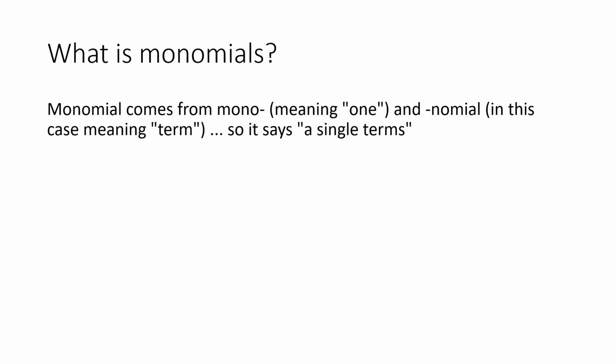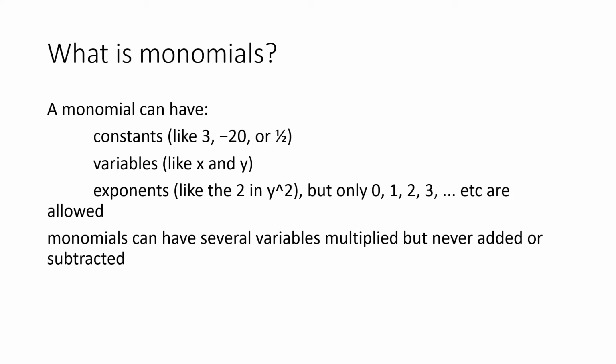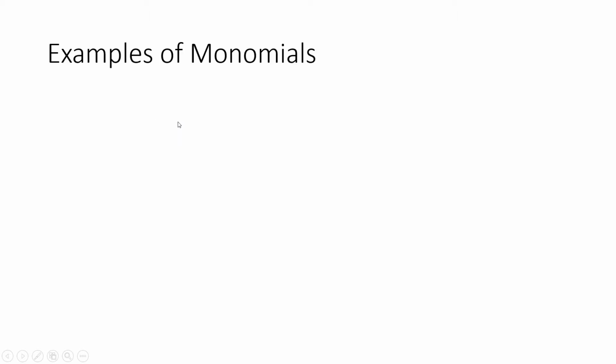Well, monomials have three parts. It has a constant, it has a variable, and it has an exponent. The variable has an exponent, not the constant, by the way. Also, a monomial can have several variables multiplied but never added or subtracted. So what does this all mean? What does it all look like when we put it together? Well, let's list some examples.